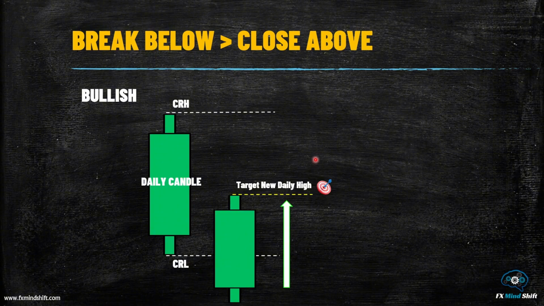Now what we're going to do is go into some live chart examples so that you can see this in action rather than just seeing this on diagrams, okay? And then it's going to make a lot more sense when you see it on the charts. So let's head over to the chart examples.